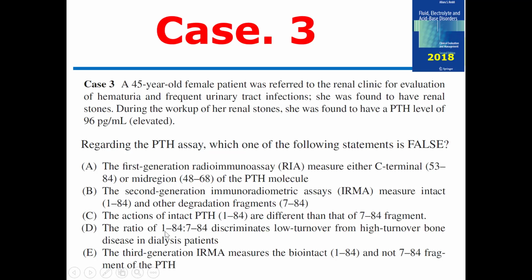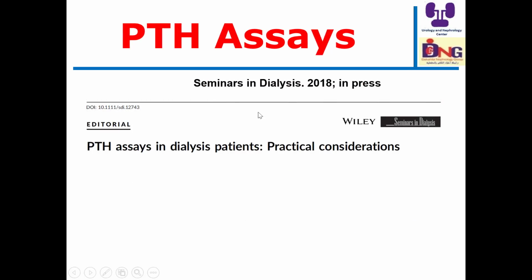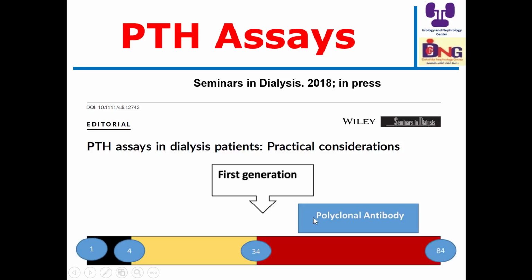The ratio of 1 to 84 to 7 to 84 discriminates low turnover from high turnover bone disease in dialysis patients. Third generation assays measure the biointact 1 to 84 and not 7 to 84 fragments of the PTH. What is the best answer? This is a very interesting review editorial about the PTH assays.